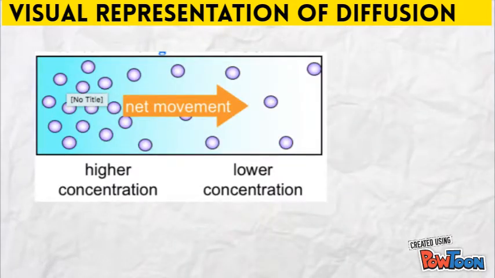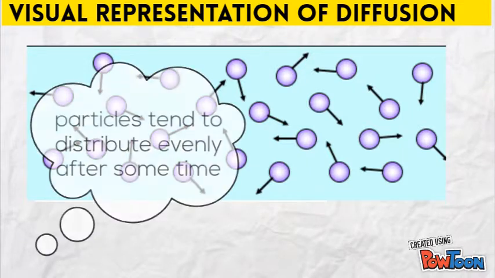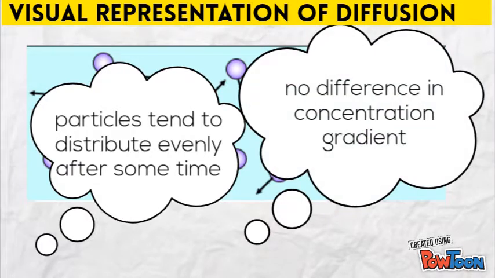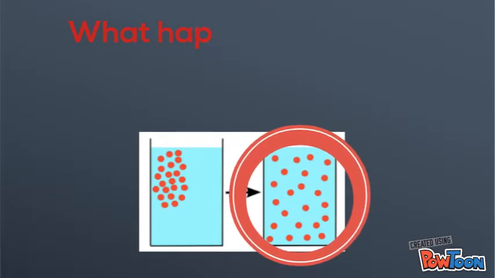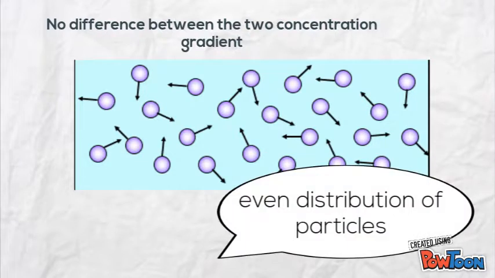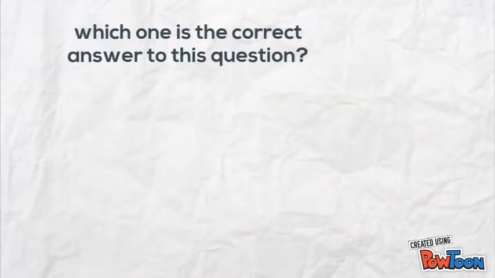So what happens when diffusion continues? Particles will continue to move around randomly, and they tend to distribute evenly after some time, which results in no difference in the concentration gradient. So what happens when the concentrations are the same and no longer different? From the picture, we can see that the particles, as represented by the purple dots, are distributed evenly, and the arrow indicates that they are still moving around randomly. However, does this count as diffusion?